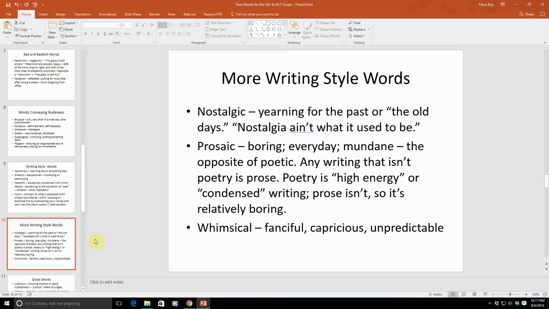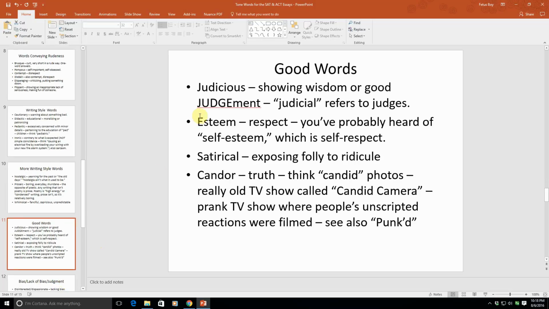Capricious, the same thing, where you've just randomly decided to do something. Unpredictable. So if I act in an arbitrary and capricious manner, I've just decided I'm going to do whatever I want. It's whimsical. So that's when someone's fooling around. Now let's look at some good words.